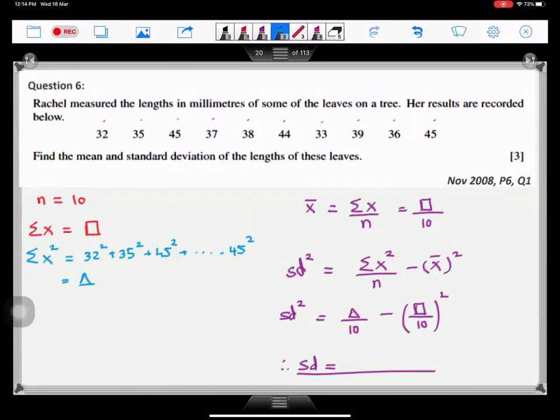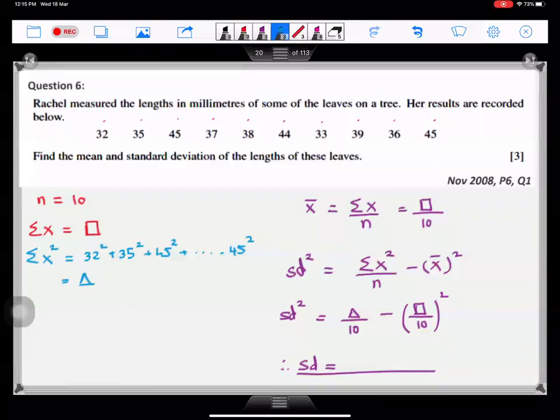So in this question, what's happening is that there were 10 pieces of information. You add up all these, that is sigma x. You square each one of them and then add it up, that is sigma x squared. Apply the formula and then you get the answer.